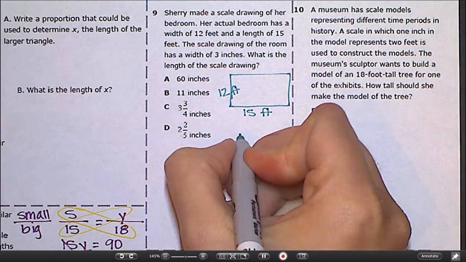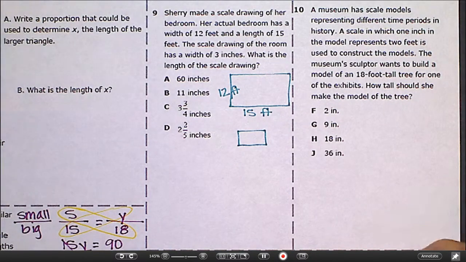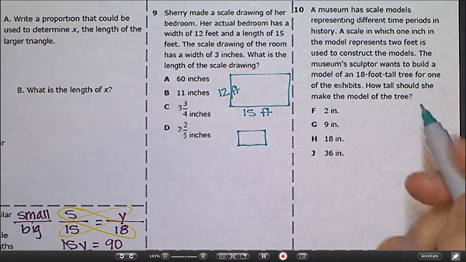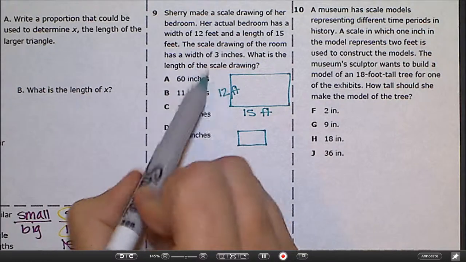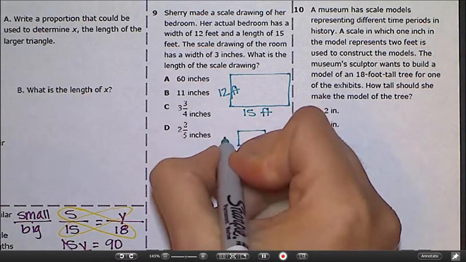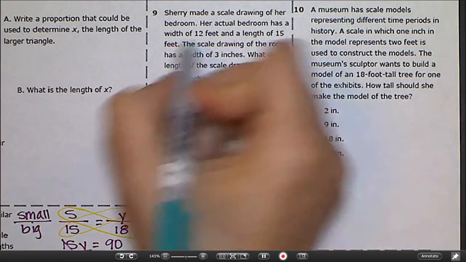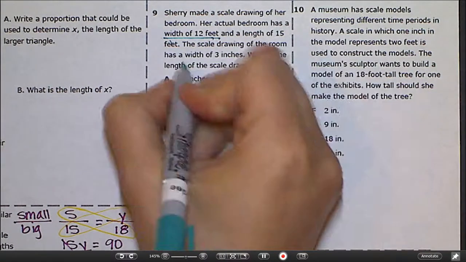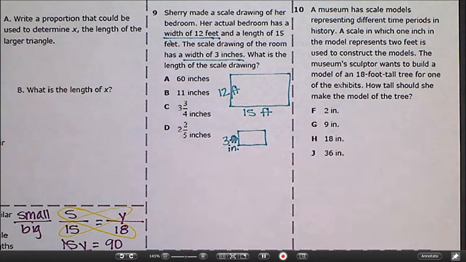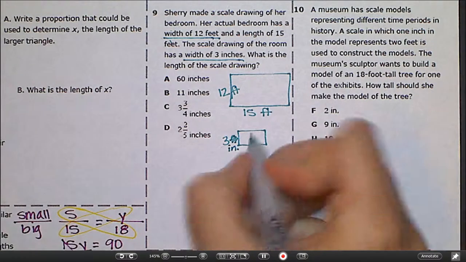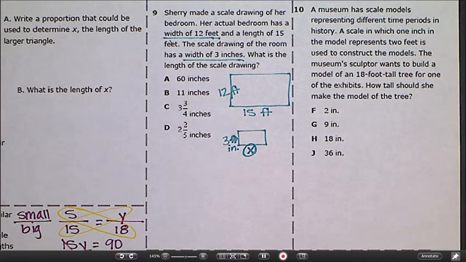And then the scale drawing is here, and it has a width of 3 inches. So let's look here. The width was 12 feet, and here the width is 3 inches, so it has to go right here. So be very careful how you read the problem. Width of 12 feet, width of 3 inches. So those have to be matching sides. And then here, we're looking for the length of the scale drawing.